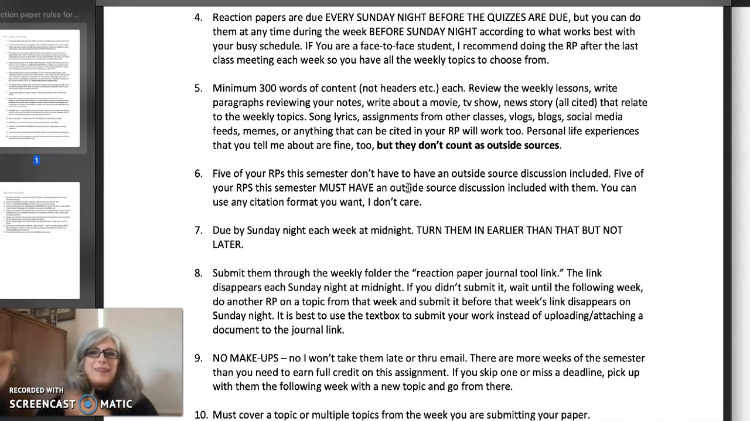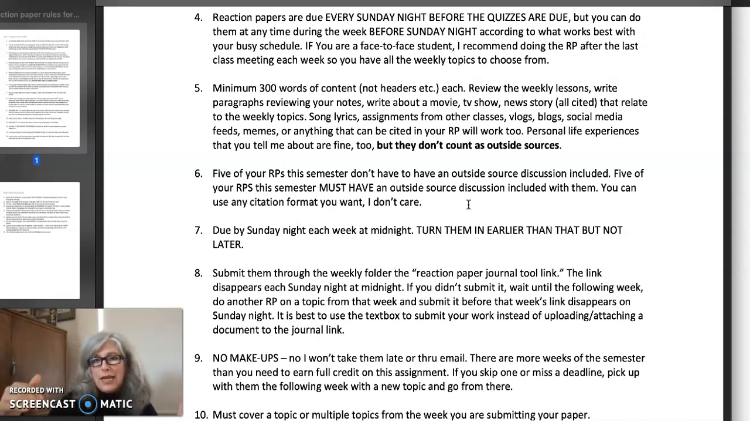And then you analyze it and tell me how it fits. Okay, so 5 of your reaction papers have to have that outside source, like I was just telling you. 5 don't. So 10 total. You choose when you do them. Some people like to do all 5 with the outside source first and then knock out all 5. Other people mix them up or do them the opposite. It's completely and totally up to you.